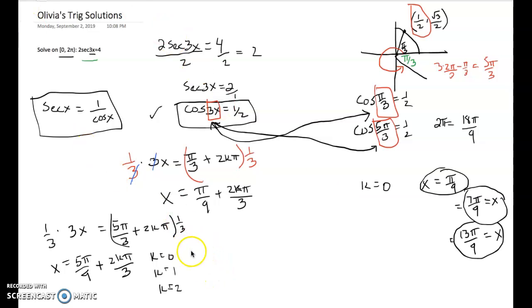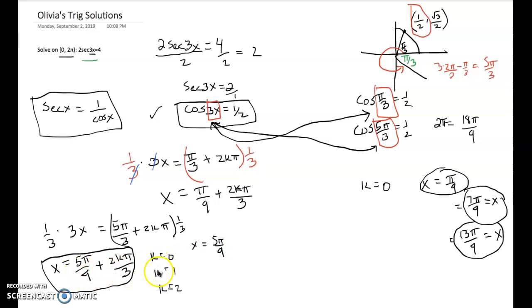Let's start with k equals 0. And here we go. So if k equals 0, then we have x equals 5 pi over... Again, all I'm doing is plugging in k equals 0 into this one. Not 5 pi over 3. Just lost track here, sorry, it's over 9. So 5 pi over 9.